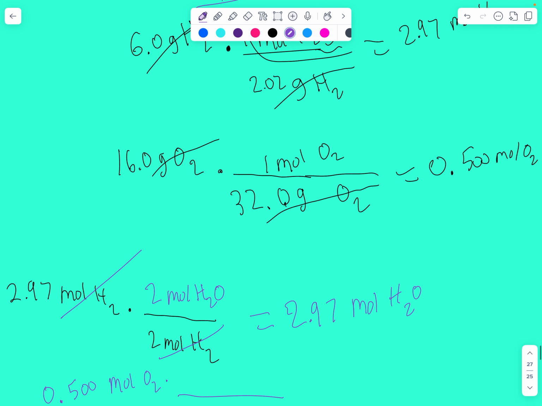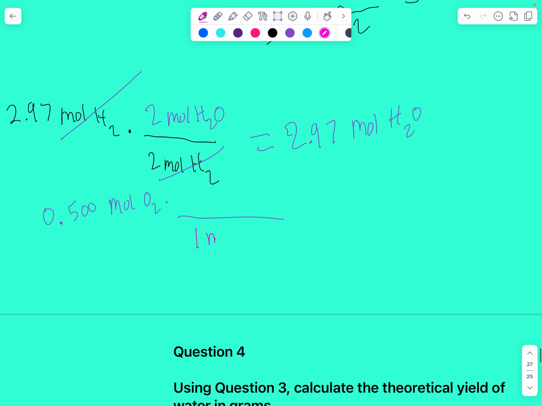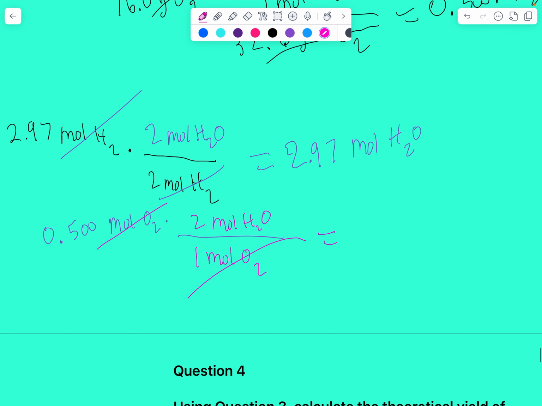times, let me use pink to make this really clear. For every 1 mole of O2, remember there's an invisible 1 right here, for every 1 mole of O2, there is 2 moles of H2O, right? So guess what? Bye-bye moles of O2. And I got 0.500 times 2, which is just 1. If you have 50 cents and you double it, you got $1. So I got 1 mole of H2O.